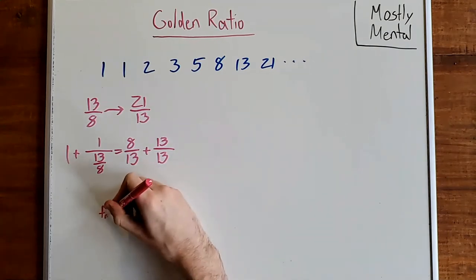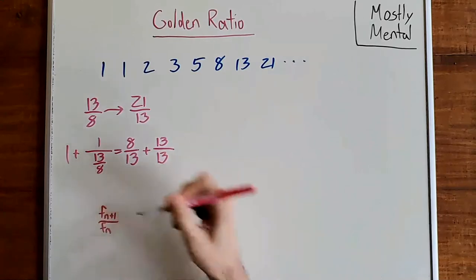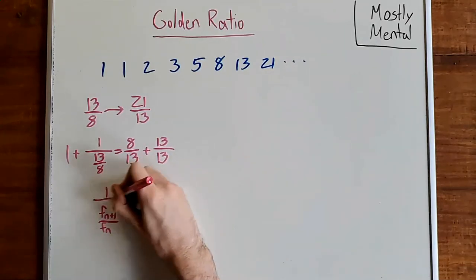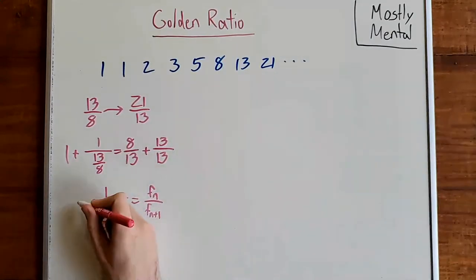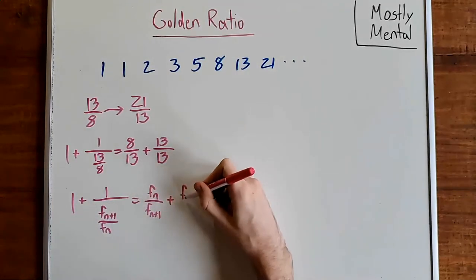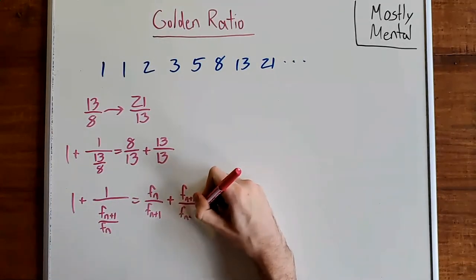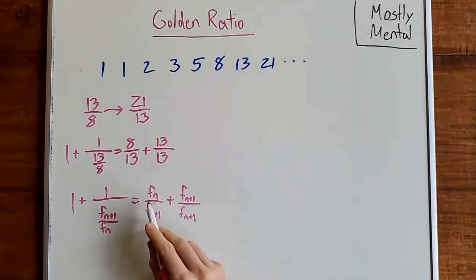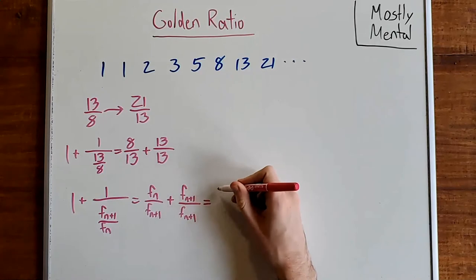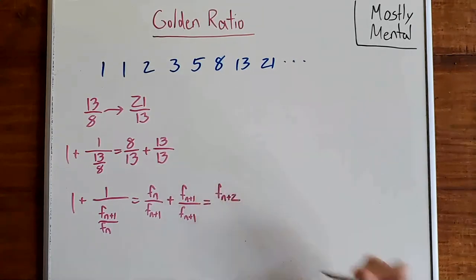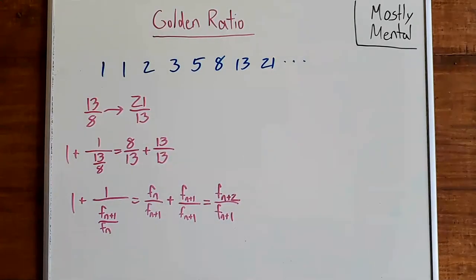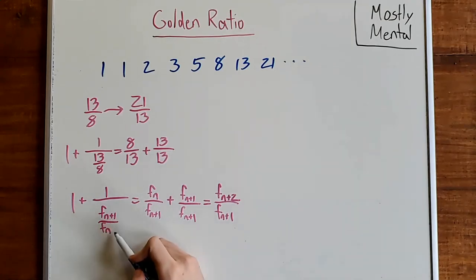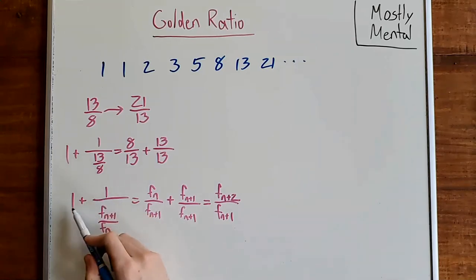Okay, let's try that a little bit more generally. Let's start with f_(n+1) over f_n. Once again, we'll take a reciprocal to get f_n over f_(n+1), and then we'll add 1 in the form of f_(n+1) over f_(n+1). And combining, we get f_n plus f_(n+1), which by the Fibonacci relation is f_(n+2), over f_(n+1), which is the next ratio in our sequence. So what this means is that we can take one of these ratios, take the reciprocal, and add 1 to get the next.